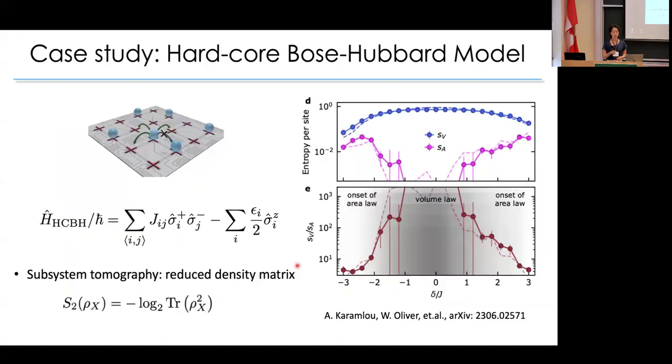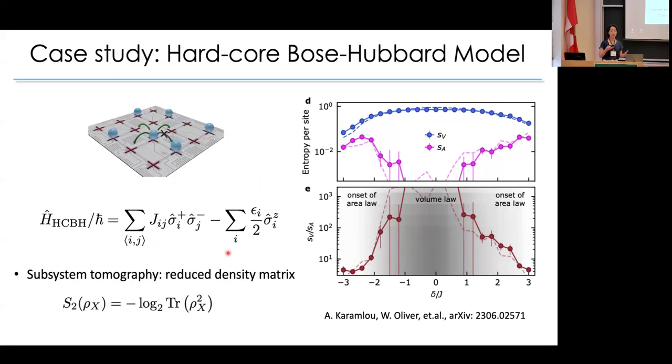The specific use case that we've turned to is this hardcore Bose-Hubbard model. Will Oliver's group has realized this in experiment. And what they were able to do is to get to not a pure state or a ground state, but what they called a coherent-like state. That is, at a given parameter setting, written as delta over J, they would always have a superposition of different eigenstates of the Hamiltonian.